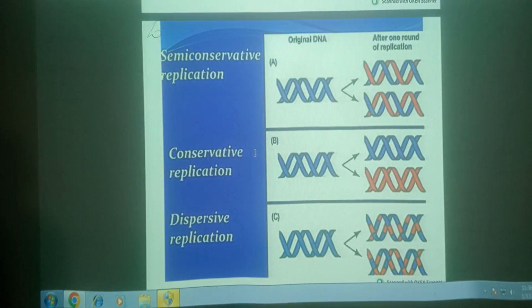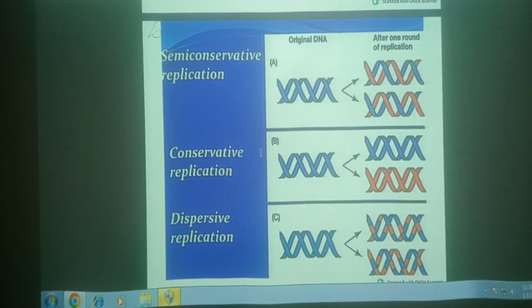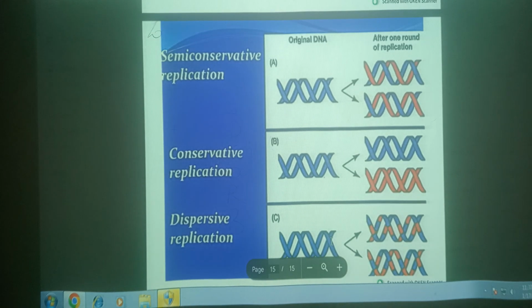And dispersive DNA replication, the final one. According to this method, the parent strand molecules break down into small pieces. Each piece synthesizes a small DNA molecule. Then the daughter DNA molecule is assembled by the linking of the old and new pieces at random. Yet the pieces of parent DNA molecule remain scattered in the daughter DNA molecule.